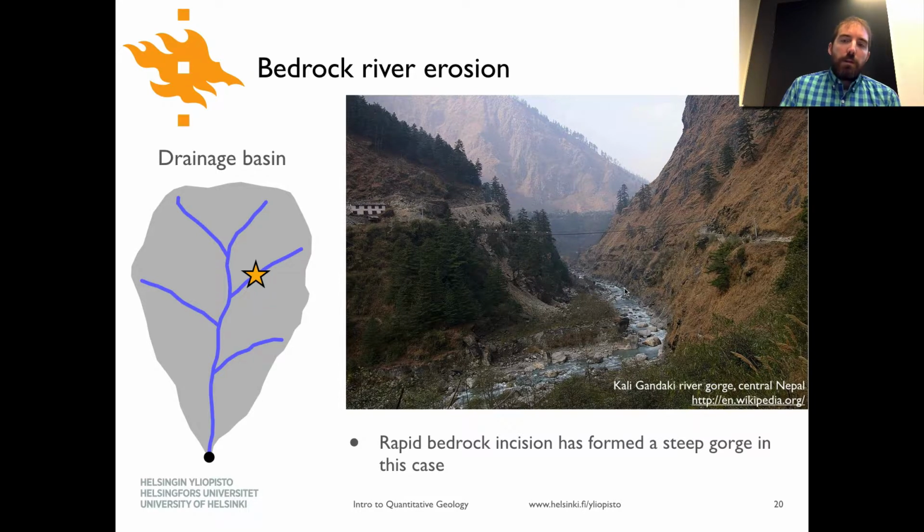But if you go to steeper places, this is the Kali Gandaki River in central Nepal, and this is not even necessarily one of the steepest parts of the river, but you have some boulders in there, but more or less you have water flowing over bedrock, and most of the sediment is in transit in this river system. And here you formed kind of a nice steep river gorge as a result of bedrock erosion by the river system.